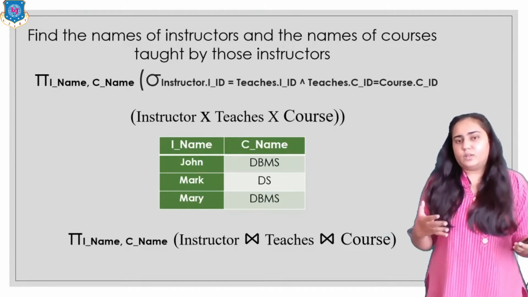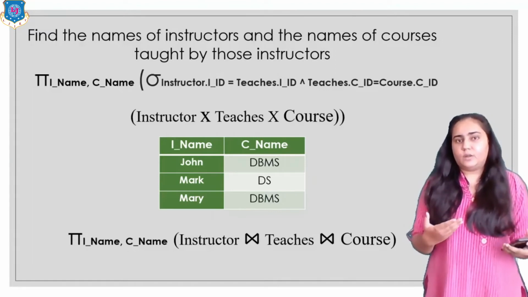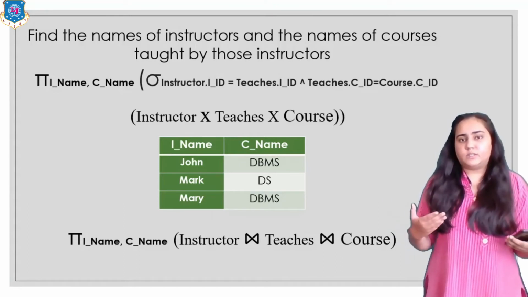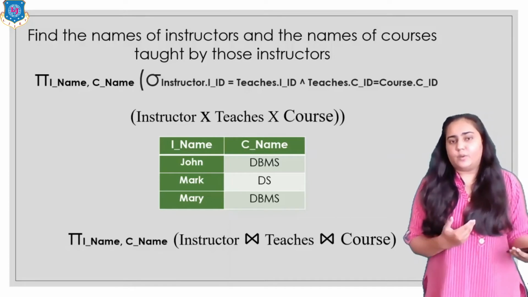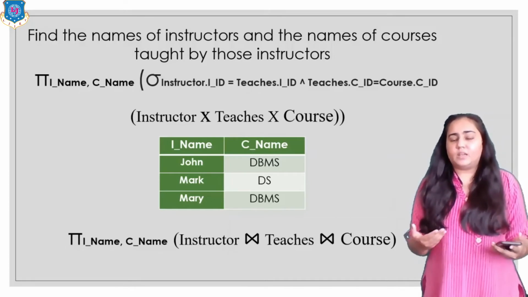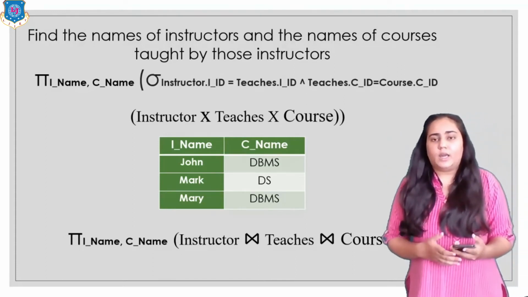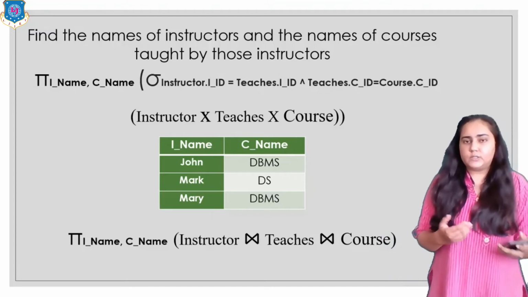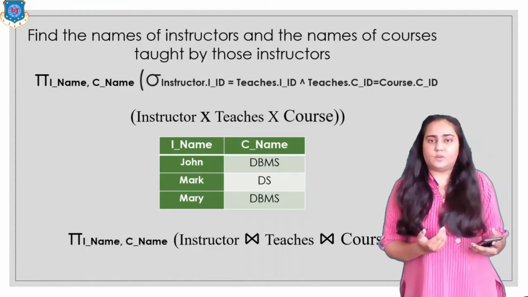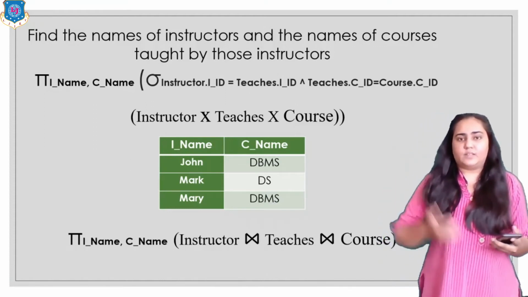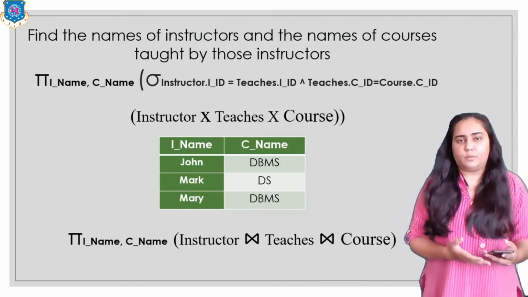And what happens here is, because instructor and teachers have a common column, which is I_ID, that column is matched without having to write the sigma condition. And in the same way, because teachers and course have a common column C_ID, that is why that column is also matched without writing sigma condition. And then the pi condition which is present remains as it is.